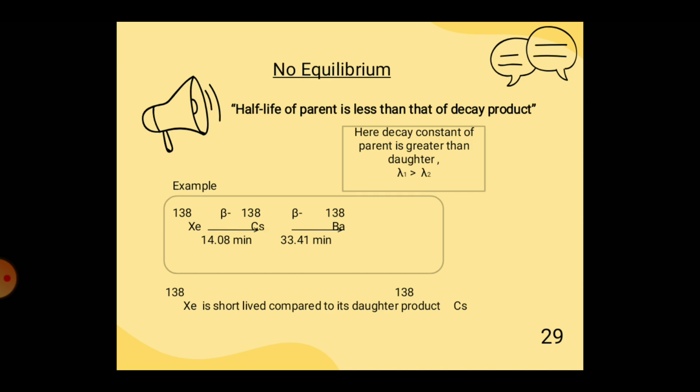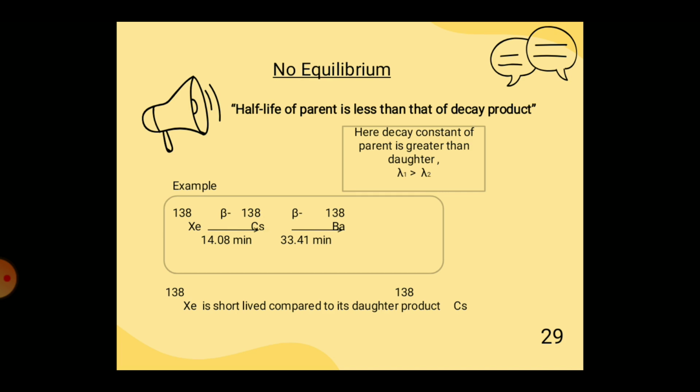In no equilibrium, the half-life of the parent is less than that of the decay product. Here, the decay constant of the parent is greater than that of the daughter, lambda 1 greater than lambda 2, which is exactly the opposite condition of transient equilibrium. Let's see an example.